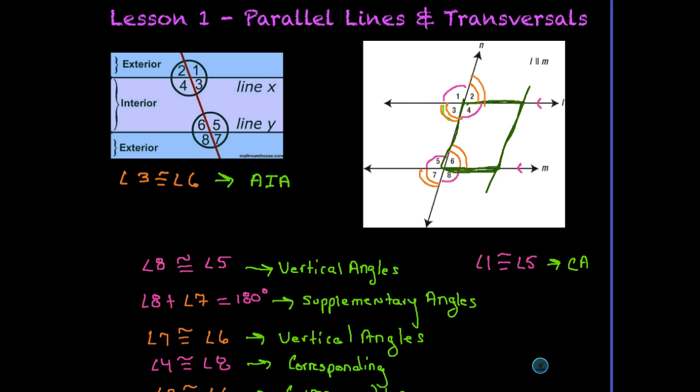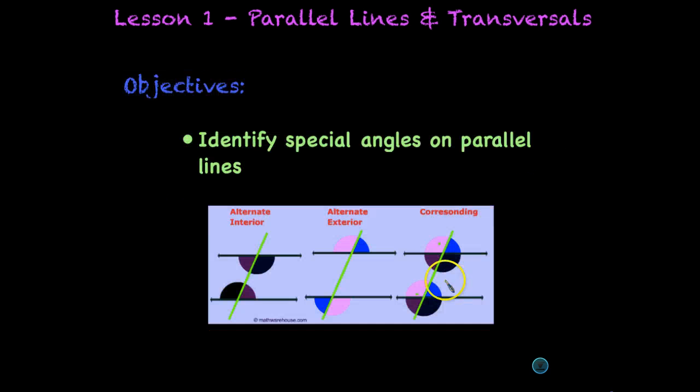Okay, what about 4 and 5 then? So 4 and 5 are also congruent for the same reason, and that is due to alternate interior angles. Okay, so going back to our original diagrams, we only have two sets of alternate interior angles. The two angles that alternate on either side of the transversal, and they're on the interior.